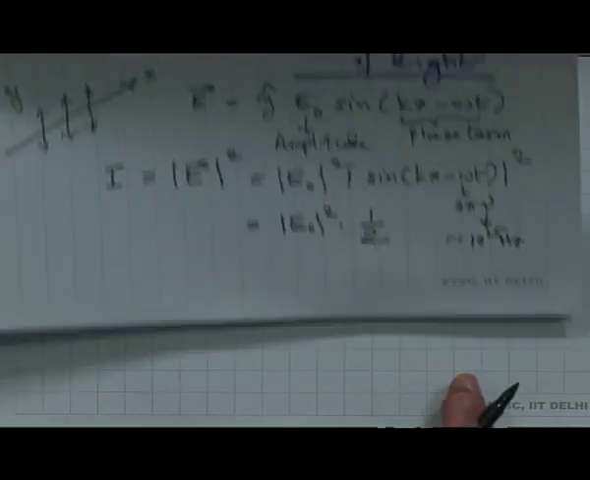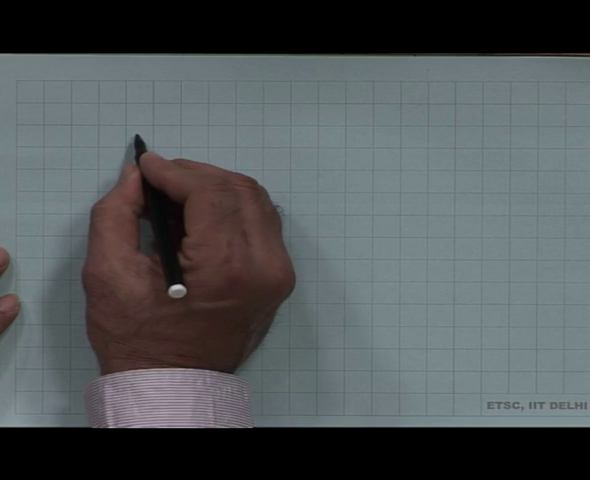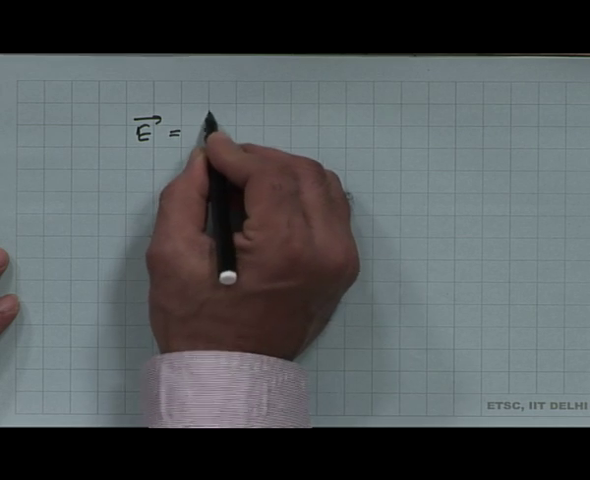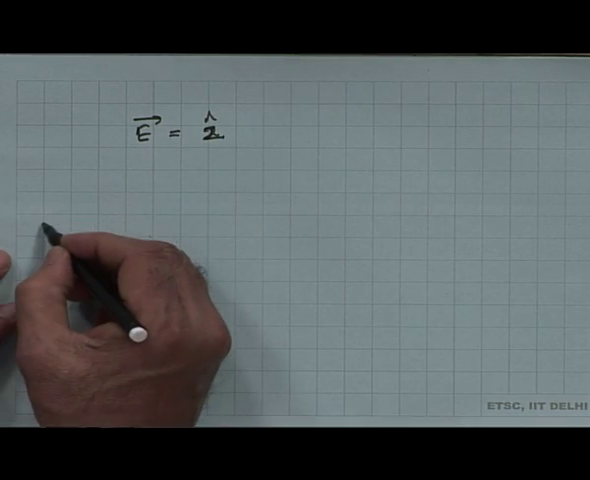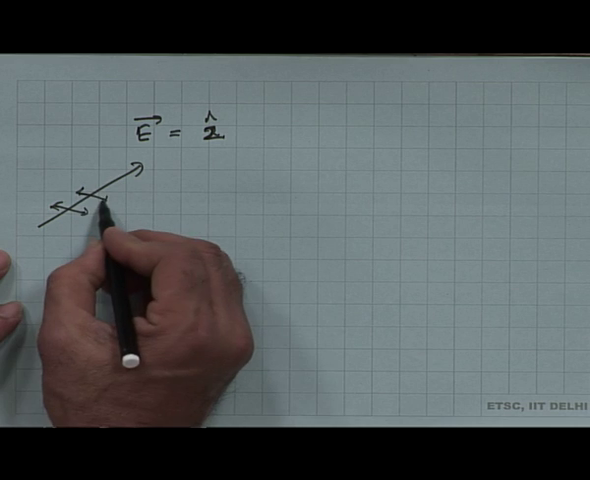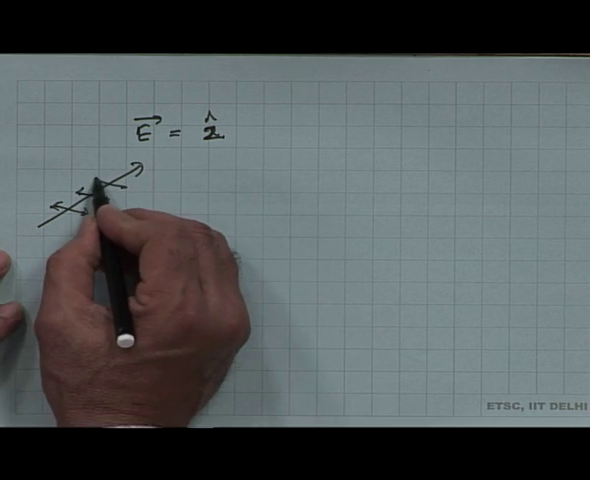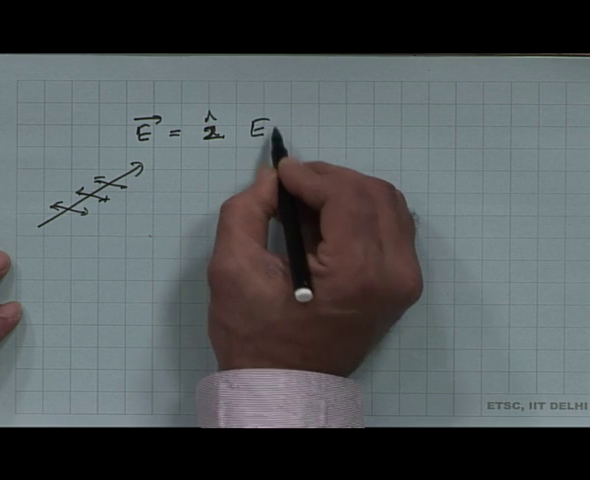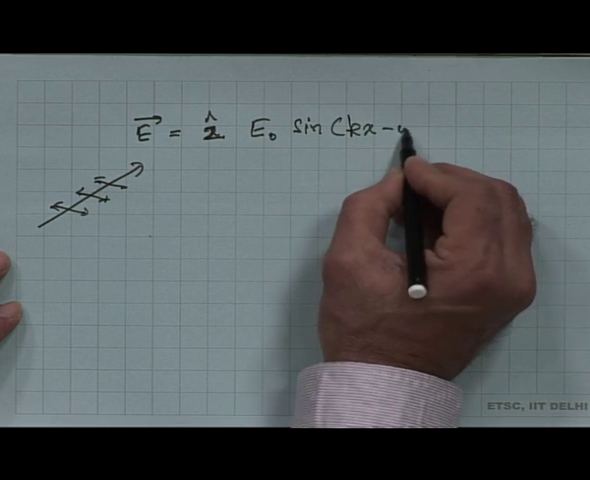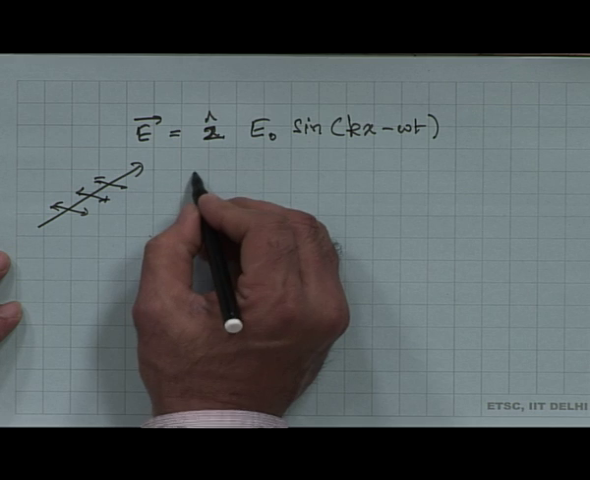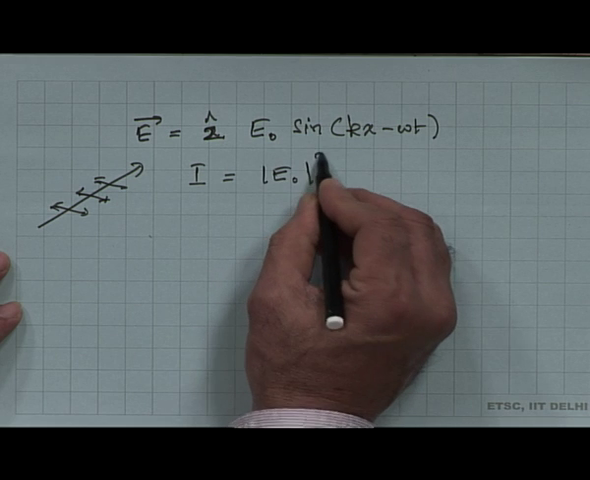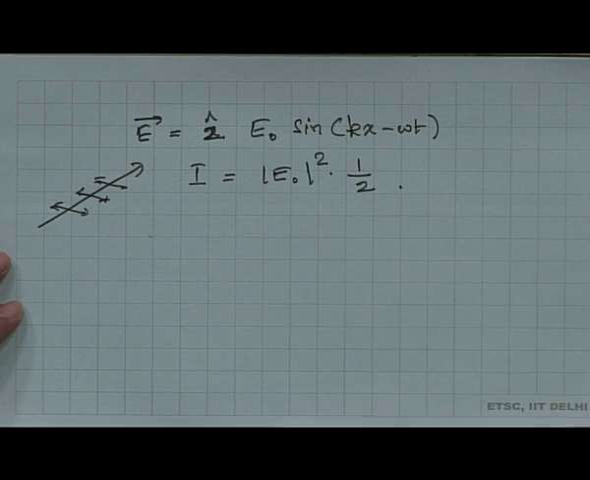If we take a z polarized wave, that is the horizontal polarization, and the direction of propagation is x, then we represent E is equal to z cap into E 0 sin(kx minus omega t). And again the intensity in this case will be equal to mod E 0 square into half, as before.